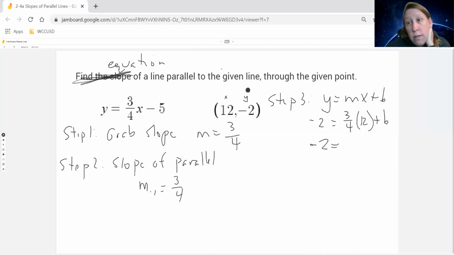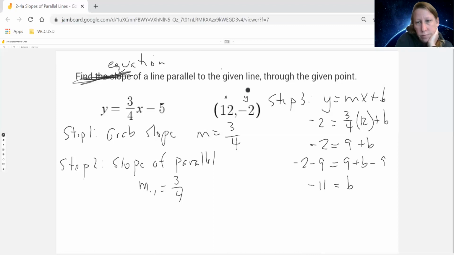You could do 3 times 12 divided by 4, or you could do 12 divided by 4 times 3. It happens to be 9. And then I'm going to subtract 9 on both sides. If you need help with fractions, come to office hours. Okay, so I have the b figured out.